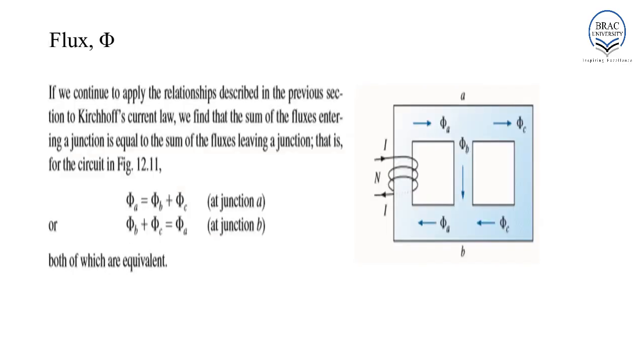Flux phi. If we continue to apply the relationships described in the previous section to Kirchhoff's current law, we find that the sum of the fluxes entering a junction is equal to the sum of the fluxes leaving a junction. That is, for the circuit given over here, if we consider junction A, phi A will be equal to phi B plus phi C, and at junction B, phi B plus phi C will be equal to phi A, both of which are equivalent.